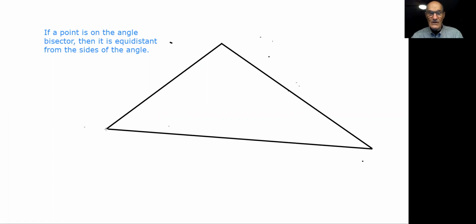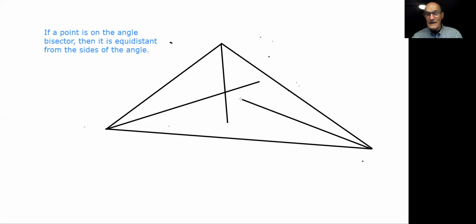So if I start here and I come out like this, that looks to be about the bisector of that angle. Okay, now I can come up here and I can come down, and that looks to be about the bisector of that angle. Okay, and then I can come down through here and draw the bisector of this angle.